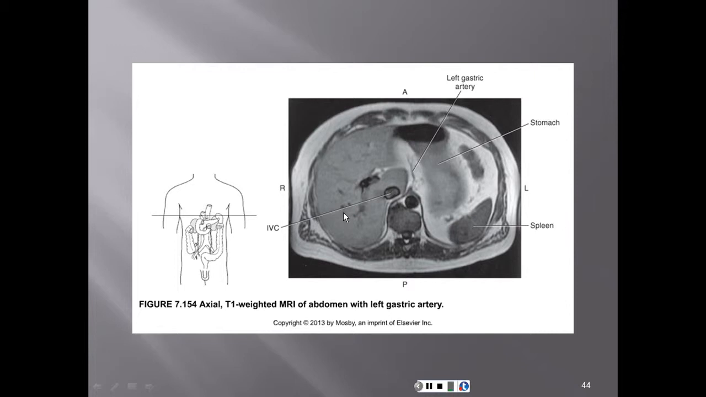T1 weighted MRI of the abdomen with the left gastric artery. Remember, the left gastric artery is another vessel branching off of the celiac trunk. Again, liver, portal vein. This is the stomach, and this is the left gastric artery that's about to supply blood flow to the stomach. And there's the spleen. So the splenic artery comes off, courses back, and supplies blood to the spleen, or the gastric artery supplies blood to the stomach.